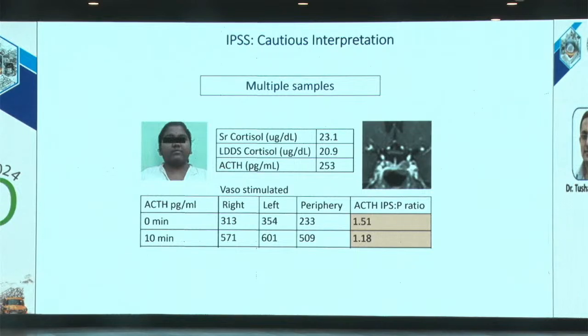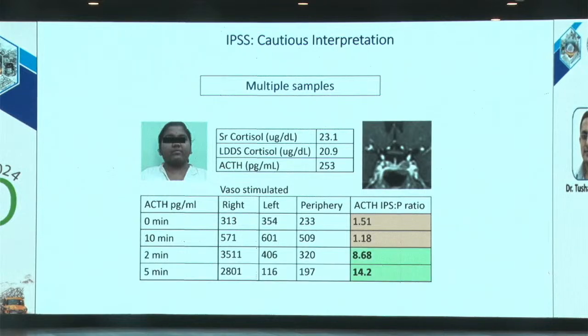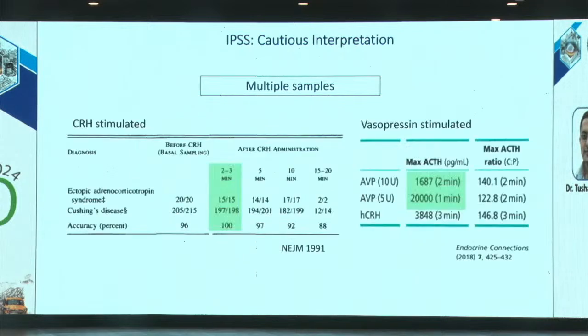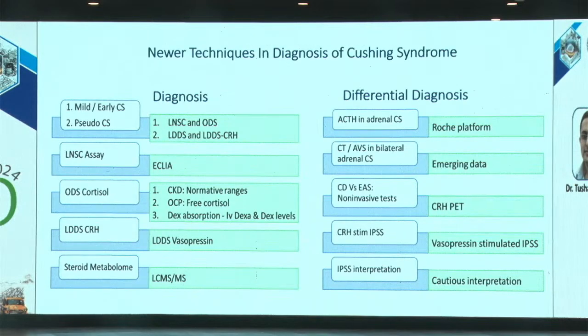Important point, when you do IPSS, either by CRH or vasopressin, the timing is the most important. If you do a baseline or if you do 10 minutes, you can get a flat response in a case of Cushing disease. The 2 and 5 minute samples are the most important test timing, at which you will get a chance of hitting it perfectly, and that's how you can differentiate between these two entities. And 2 and 5 minutes is a sample which has been clearly proven by CRH stimulated as well as vasopressin stimulated data in the literature as well as in our experience.